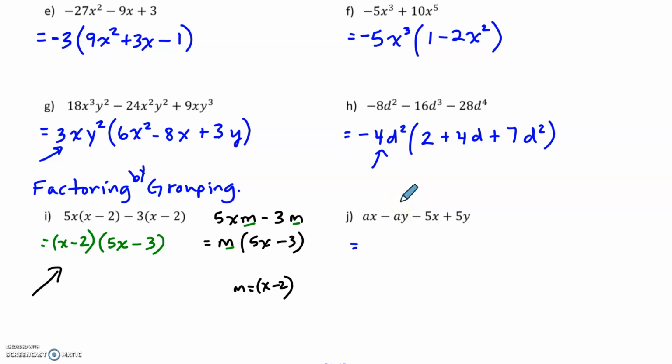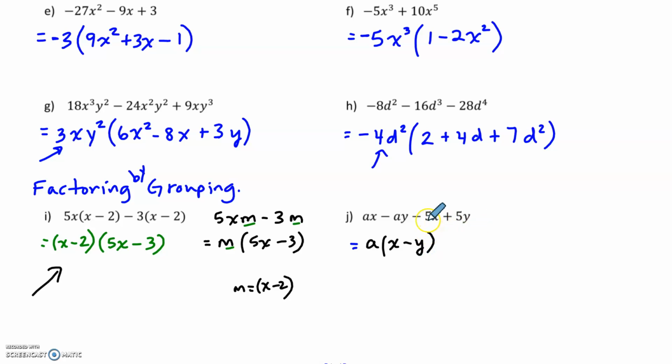Okay, so we can't factor all four, but I can group these, and I can factor these two terms and these two terms. Okay, so those are imaginary brackets. That's what we're thinking. We're grouping them into two separate groups and factoring. So let's look at the first two terms. What they have in common is a. So I'm going to take the a to the front as my common factor. And when I divide the first term by a, I'm left with x. When I divide my second term by a, I get negative y.